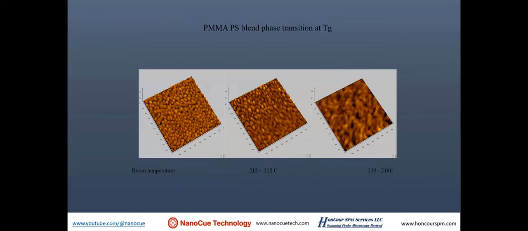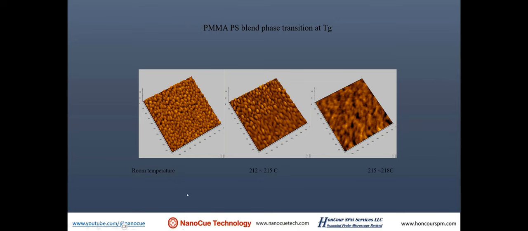This is an in situ observation of the transition temperature of a polymer sample. Here is a PMMA and PS blend. These two polymers have slightly different heights. After the blend is created, it's annealed, and the two polymers cause a phase separation. So you can see those grain structures.